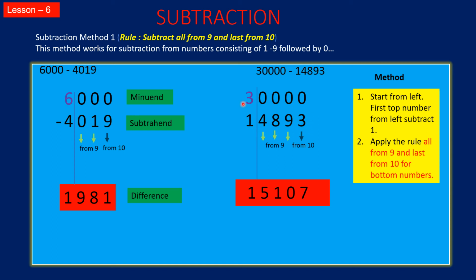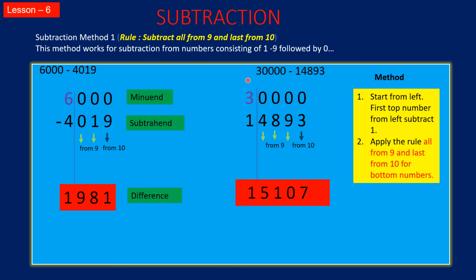Another example, 30,000 minus 14,893. So write down 30,000 and under that write down 14,893. Start from left. So we start from left. First top number from left, subtract 1. So that first top number from left here is 3. 3 minus 1 is 2.